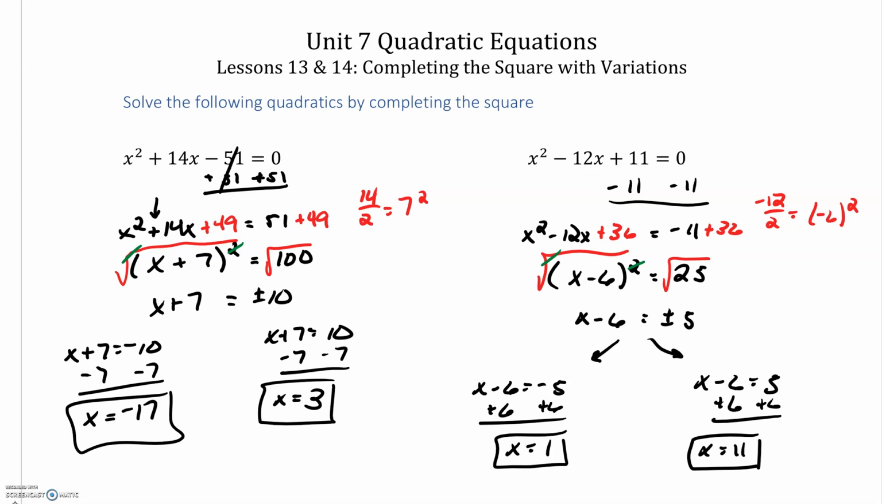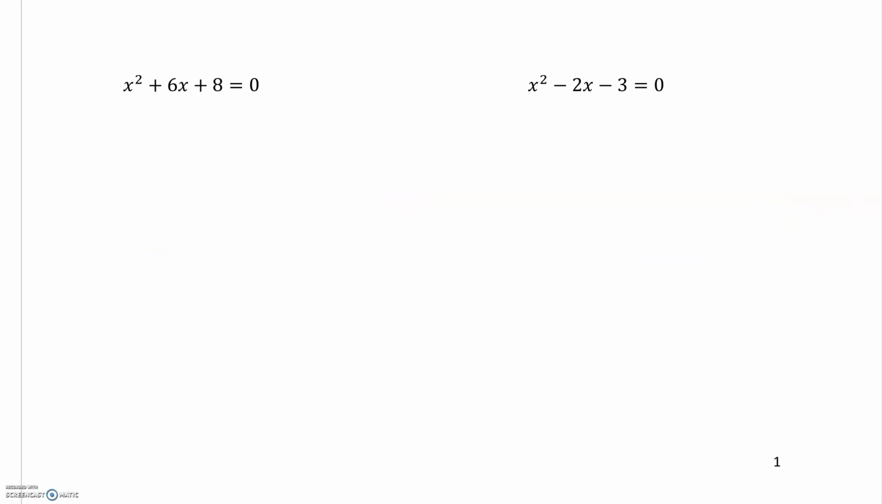There's my second answer. Okay, so now you can pause the video, try the next two on your own, and then come right back and see how you did. Okay, the solution to the first equation on the left, you should have gotten x equals negative 4 and x equals negative 2. And the second equation on the right, you should have gotten x equals negative 1 and x equals 3. Those are the two solutions to each of these.